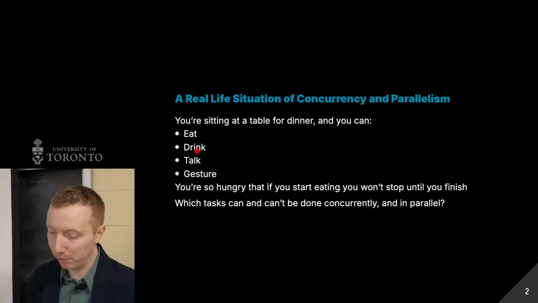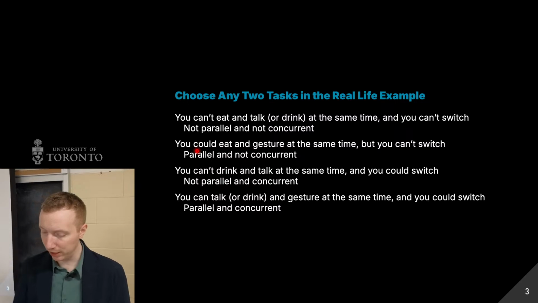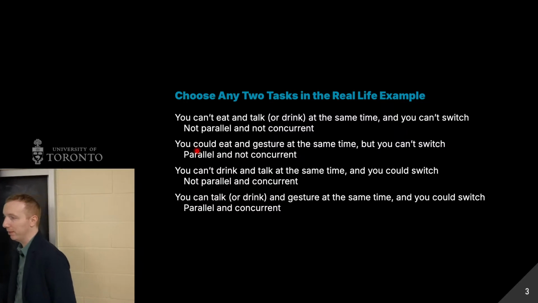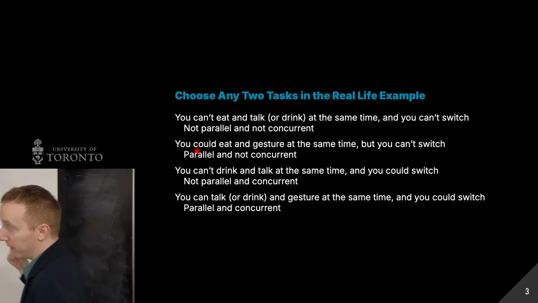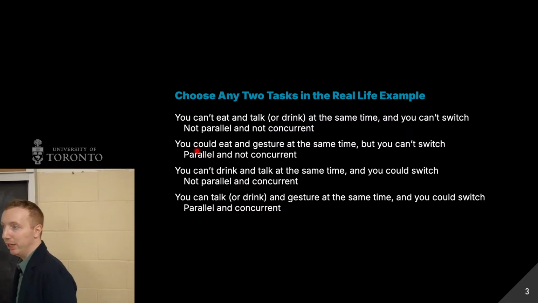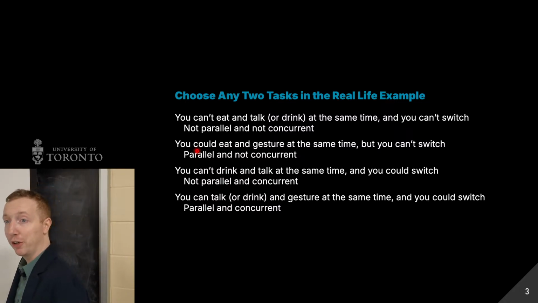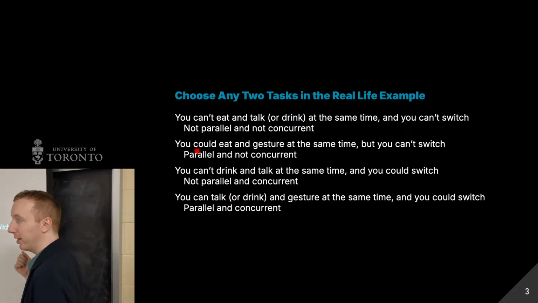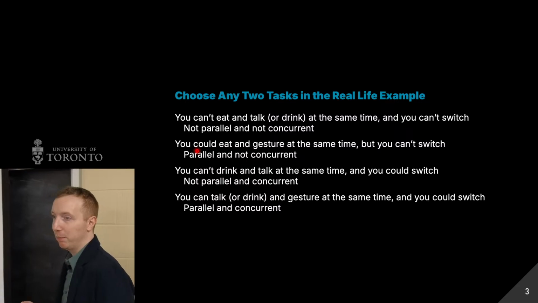And the reason why it is kind of hard to tell which is which, so here are all the real-life examples. The reason why it's kind of hard to tell with computers which is which is because if you do concurrency really, really quickly, then it will kind of look like parallelism.